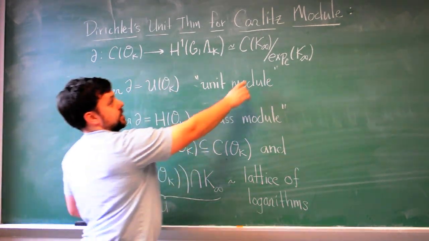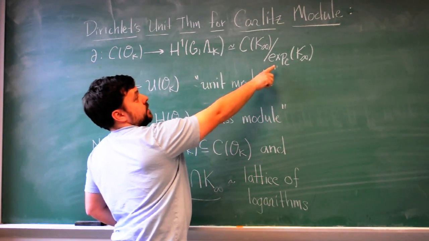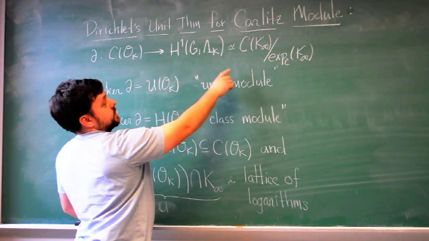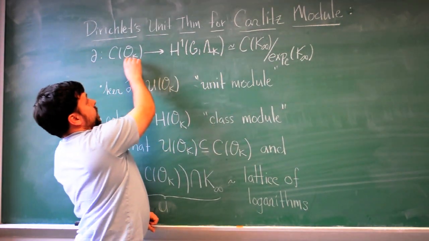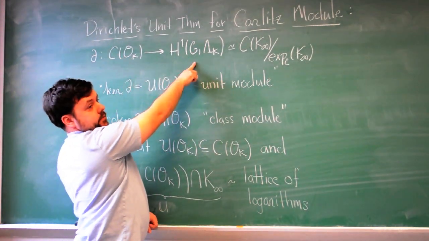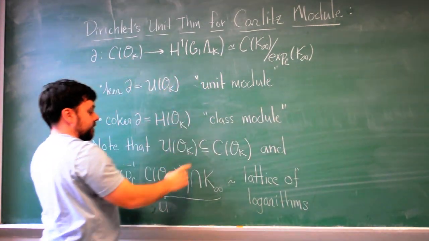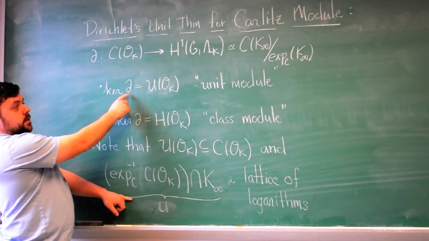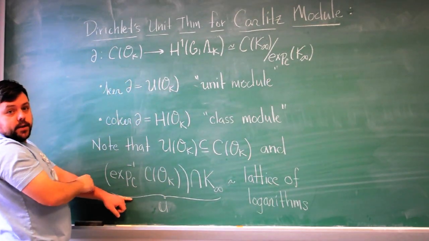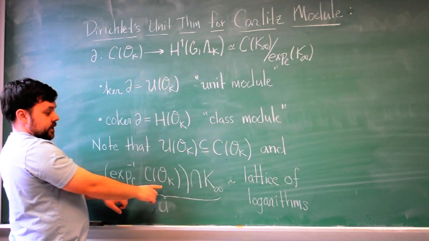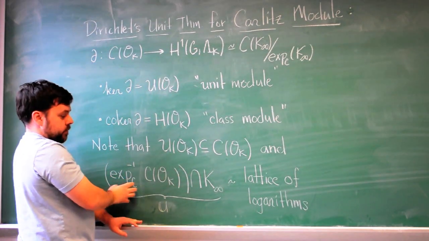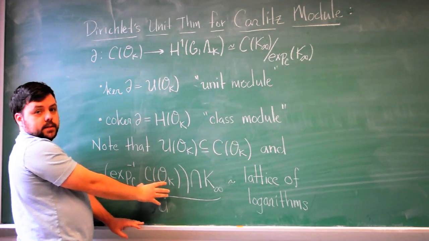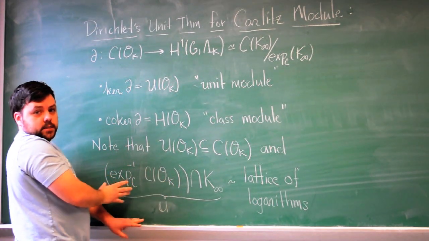Well, it's precisely because of this identification here, right? We know that anything that's going to be in the exponential and that's going to be an X in K infinity, that's going to wind up being 0 when you push it across here via delta, right? So obviously this will get mapped into the kernel of this connecting map, right? And when you're looking at this, yeah, it does look a lot like you're taking logarithms of all the integral points, right? So this looks a lot like a lattice of logarithms.